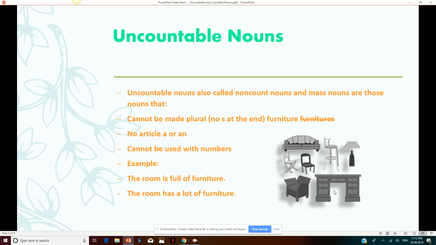And just imagine that you have all this furniture in a room. So I can create this sentence. The room is full of furniture. Or also I can say the room has a lot of furniture. If you notice, I didn't put a number right in front of the word furniture or the article, any article. And also I didn't put any S at the end.